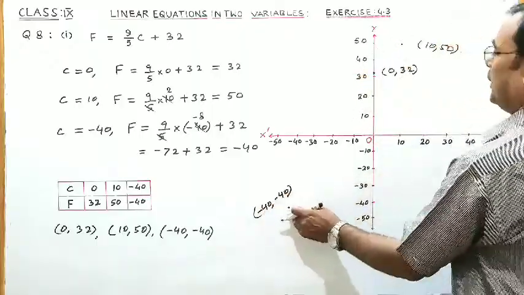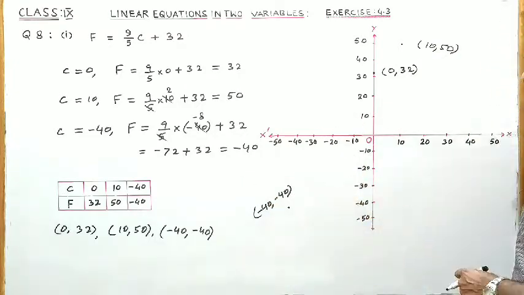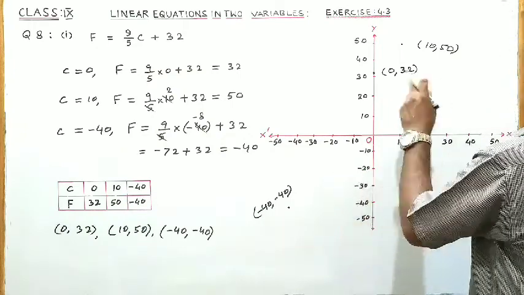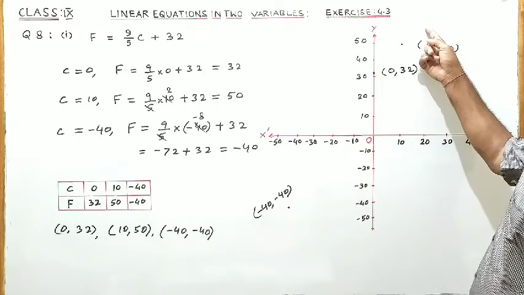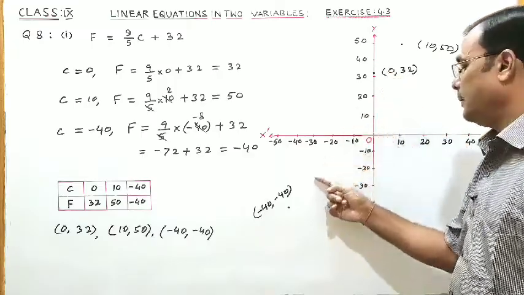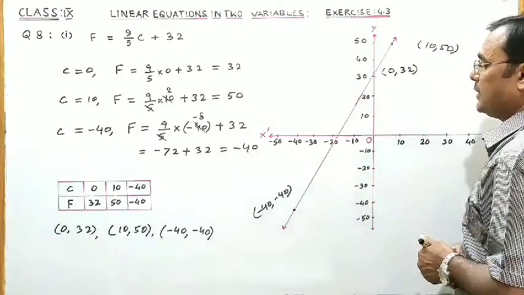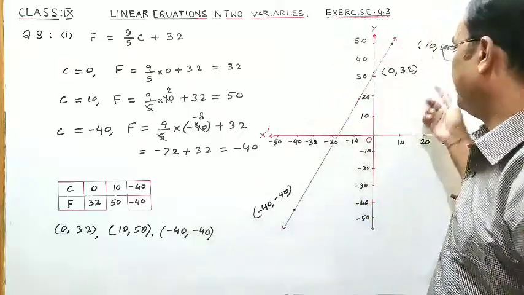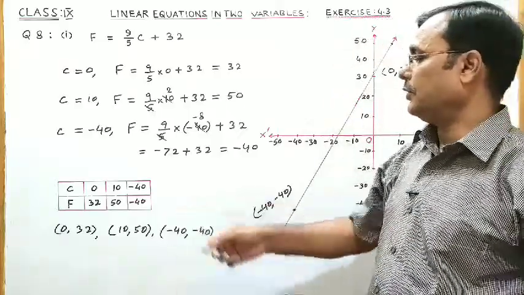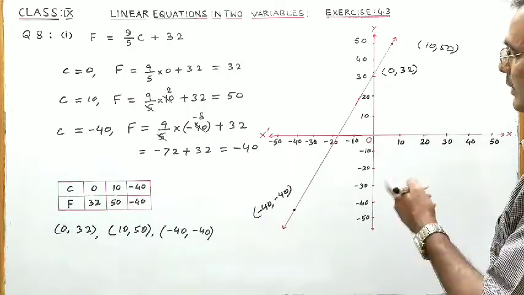So these were 3 points we have plotted: 0, 32; 10, 50; and minus 40, minus 40 on graph paper like this. Now we shall draw a line passing through these 3 points. Like this, we have drawn a straight line passing through the 3 points which we plotted on this graph paper. The 3 points are 0, 32; 10, 50; and minus 40, minus 40.